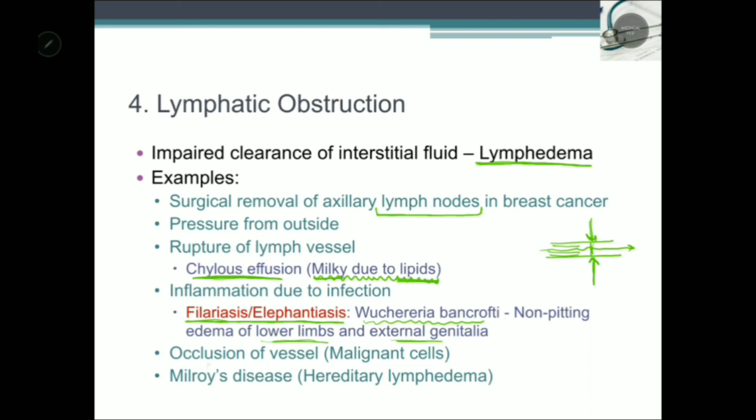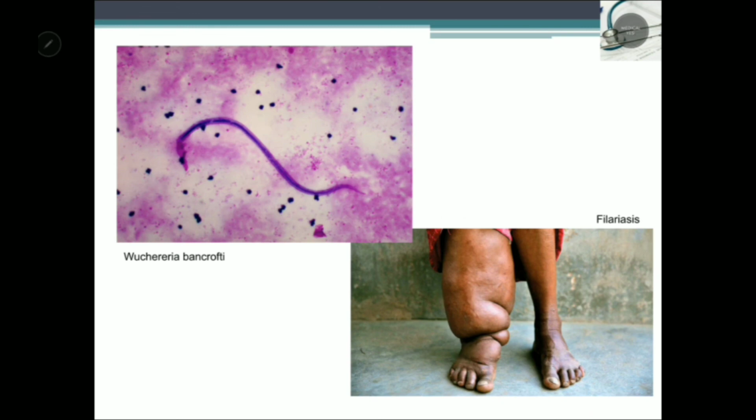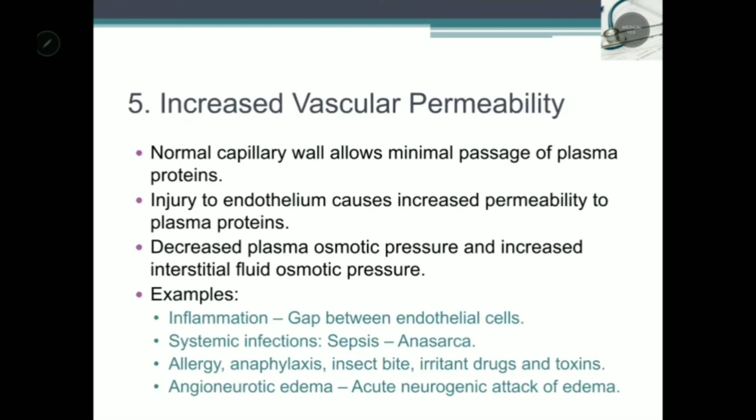Another example of lymphatic obstruction can be occlusion of the lymphatic vessels due to some malignant cells getting lodged. Another example can be Milroy's disease, which is hereditary lymphedema. So you inherit that from your parents. So this is the picture of filariasis or elephantiasis. You get swelling in your lower limbs and the external genitalia due to infection of your lymphatic system by this parasite, Wuchereria bancrofti. So the fifth cause of edema is increased vascular permeability.